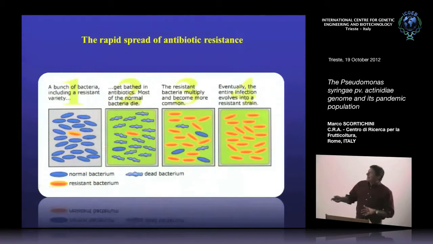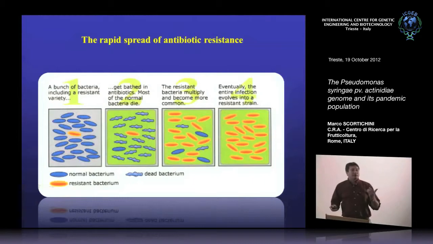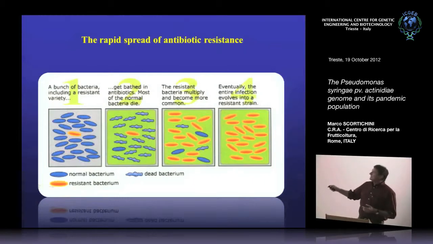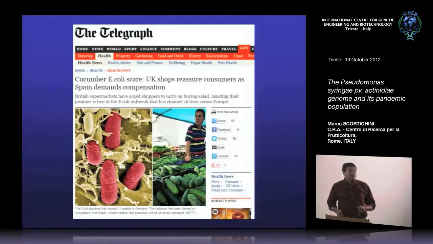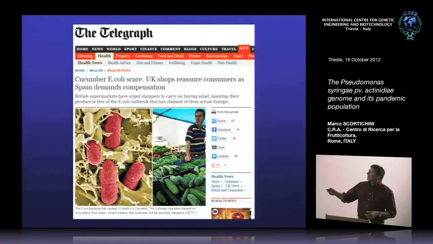And this is how fast the spread is: one single resistant bacterium, in an environment where the antibiotic is present, can easily over-multiply and completely substitute the old population and become the most important strain, okay? And maybe you remember, some months ago, the alarm caused by Escherichia coli strains found in cucumber.